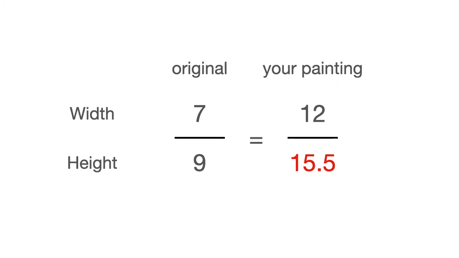Here we have a cleaned up version of the previous slide. So your original image, 7 by 9 inches. I arbitrarily have decided that your homework should be 12 inches on the shorter side, and we were solving for the height. We now know that your painting will be 12 by 15.5.